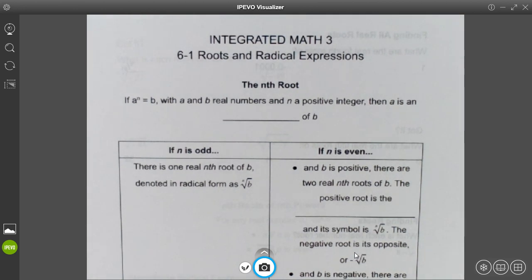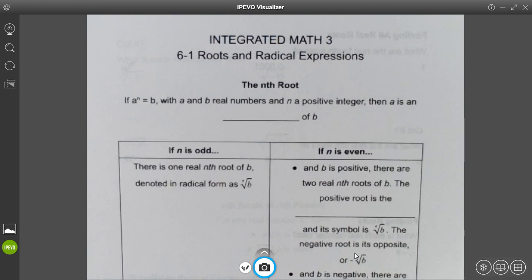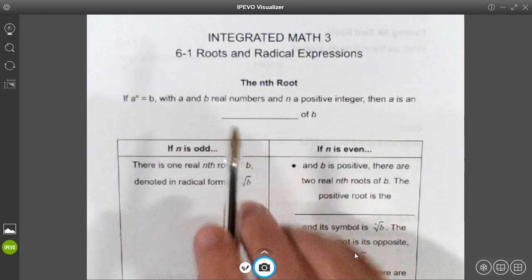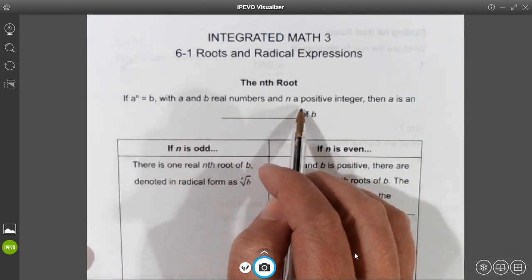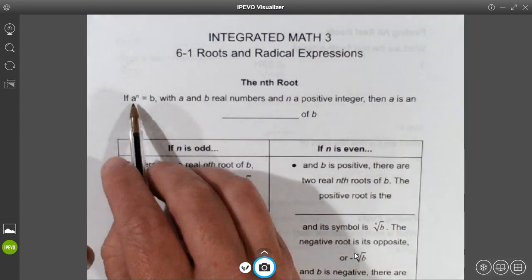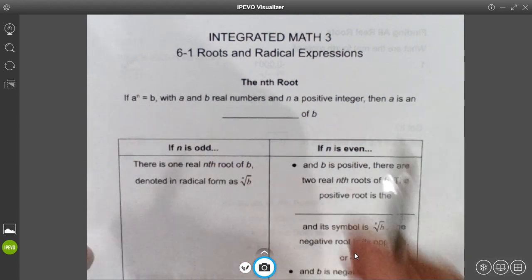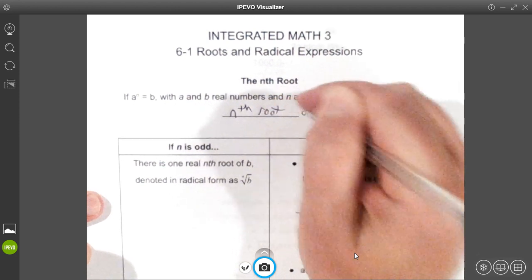All right, hey guys, we are starting to look at chapter 6, and today we're looking at 6.1, this idea of roots and radical expressions. What exactly are those? First of all, when we talk about roots, if we have real numbers A and B, which can be whatever you want, and n is some positive integer 1, 2, 3, 4, and so on, if a to the n power equals b, then A is called an nth root of B.